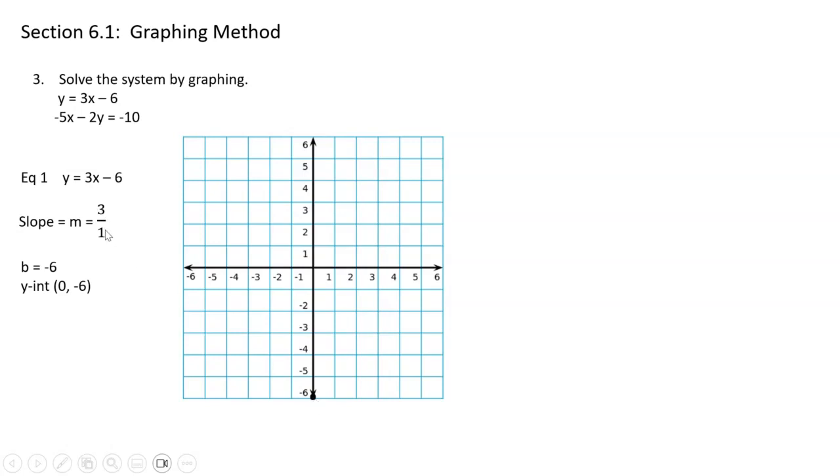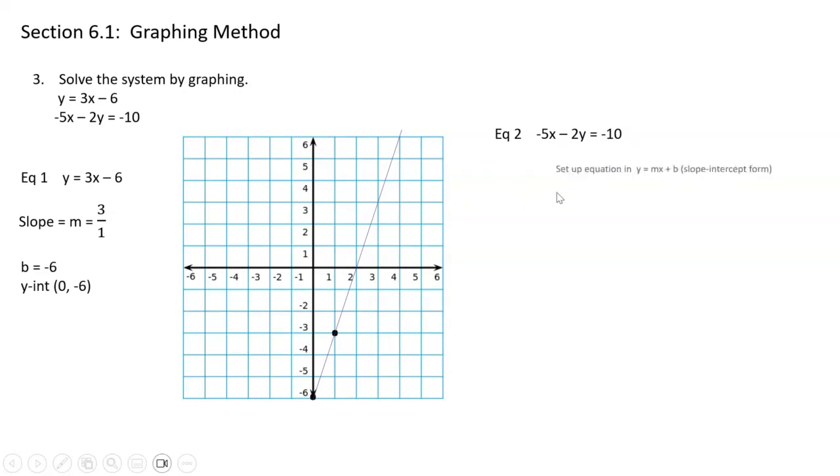Now the slope is 3 over 1. So that means I'm going to go up 3 and 1 to the right. From the point 0, -6, I'm going to go up 3. That's 1, that's 2, that's 3, and 1 to the right. And then I just draw my line connecting the two points. Then I'm going to graph equation number 2.